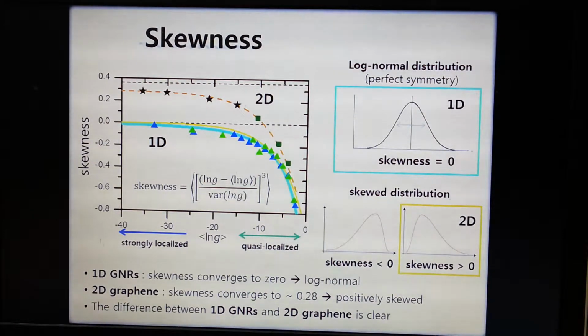For better understanding, we also plot the skewness as a function of the mean value. Skewness is a measure of the asymmetry in the distribution, which is given by this equation. We can see that in the 1D case, the skewness converges to 0 because of the perfect symmetry in the log normal distribution. However, in the 2D case, the skewness converges to a certain positive value, which means that the distribution deviates from log normal. And so from this skewness curve and the variance curve, we can see that there is a clear distinction between 1D graphene nanoribbon and 2D graphene system.